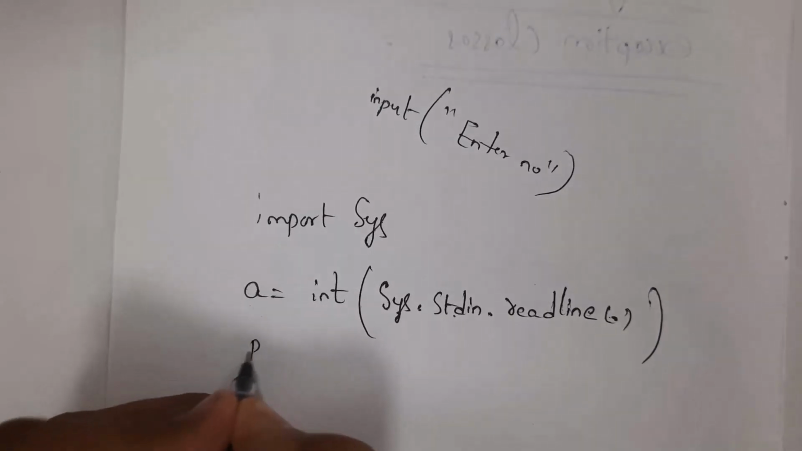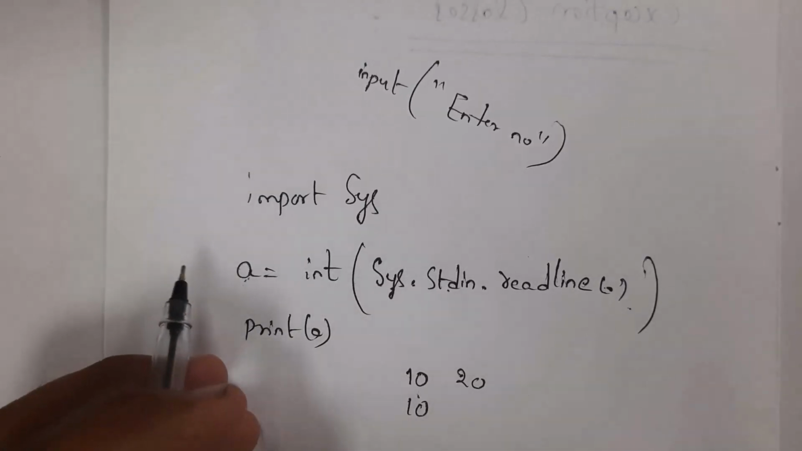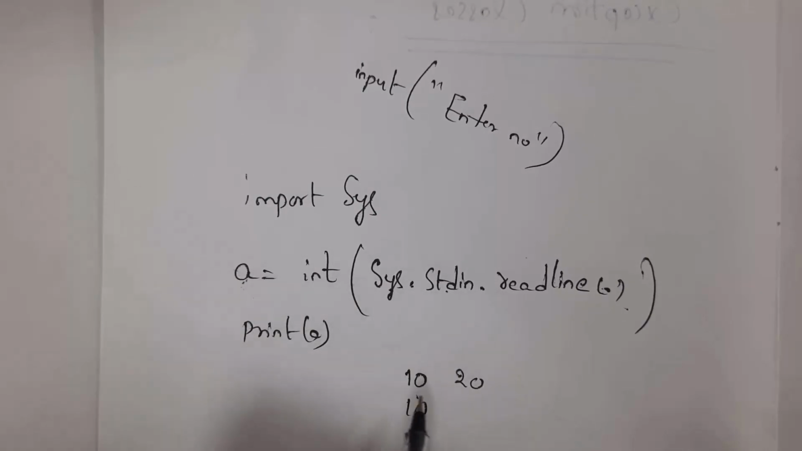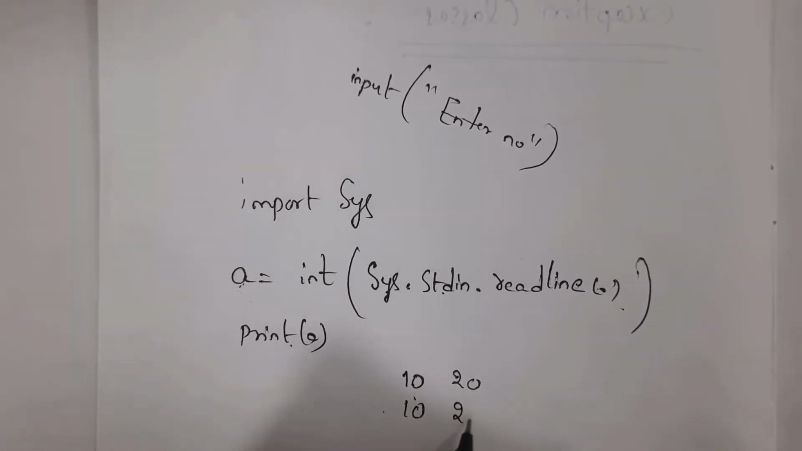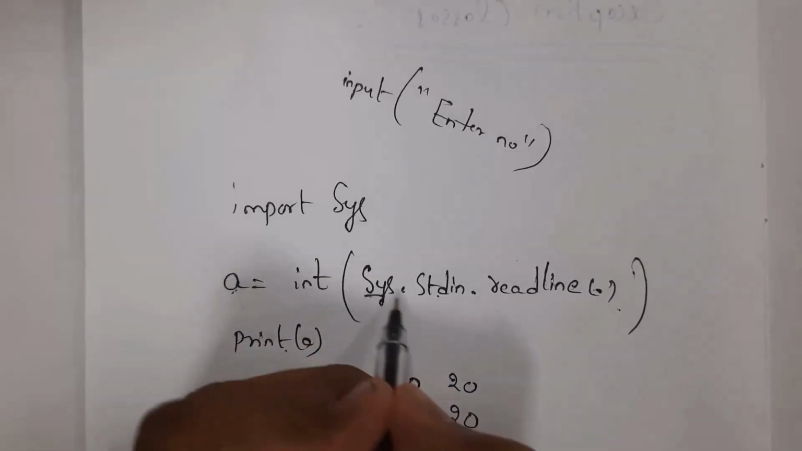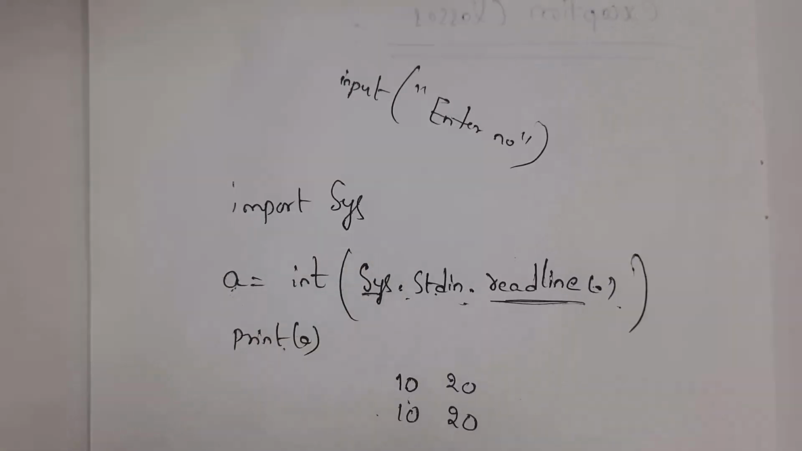And next write here print a. This print function is used to display output. For example, if I enter value 10, the print function will display output 10. If I enter 20, the print function will display output 20. This is the use of sys.stdin. For stdin, we use the readline method.